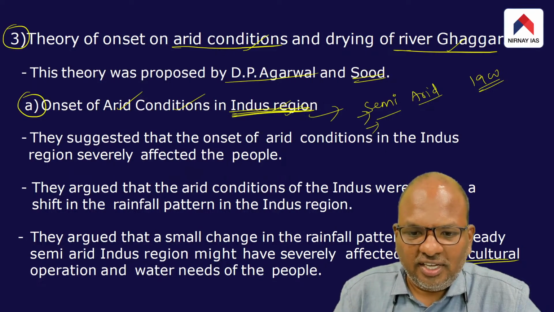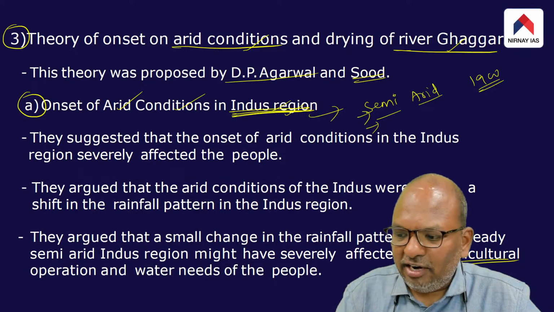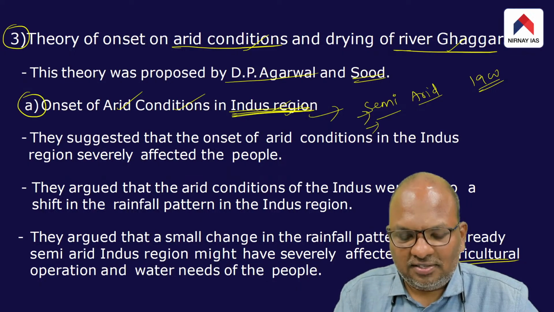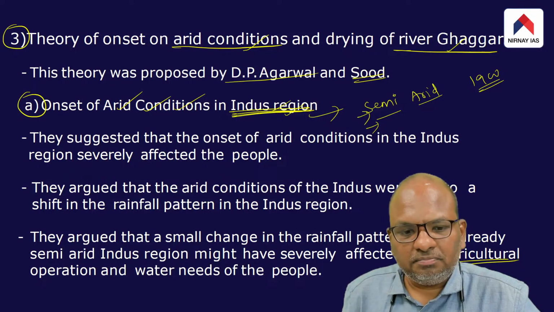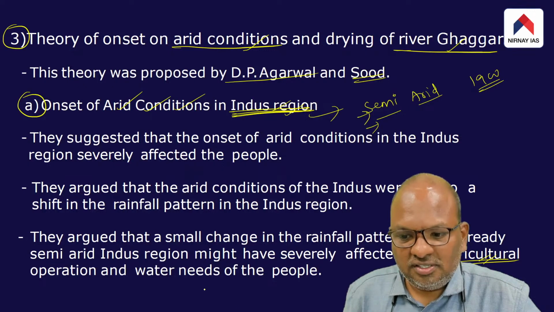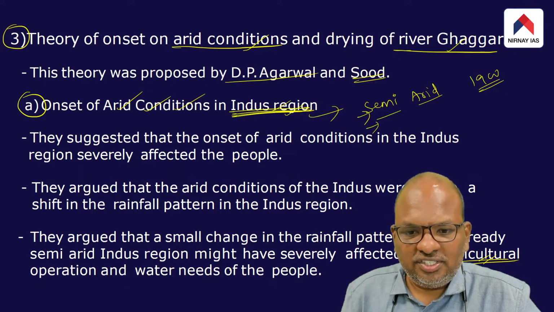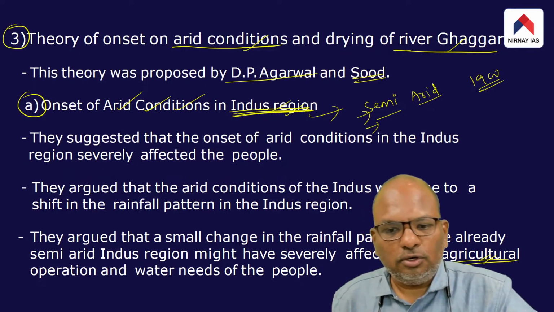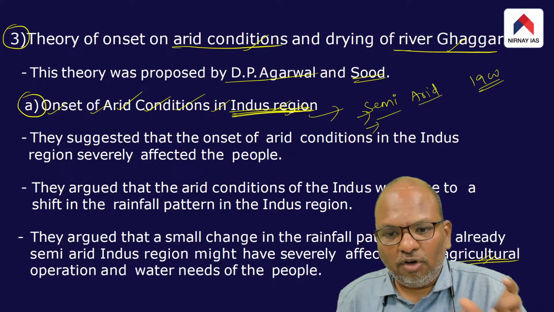Basically, they argued that the Indus region is already a semi-arid region, but by about 1900, there was a shift in the rainfall pattern. They argued that there was a substantial reduction in rainfall in the region, as a result of which this region became an arid region. The arid conditions began to negatively affect the agricultural operations, and therefore the people of the Indus region, since the agricultural operation got affected, began to desert the Indus region and move to some other part of the Indian subcontinent. So this is the first reason which they suggested for the decline of Indus Valley civilization.